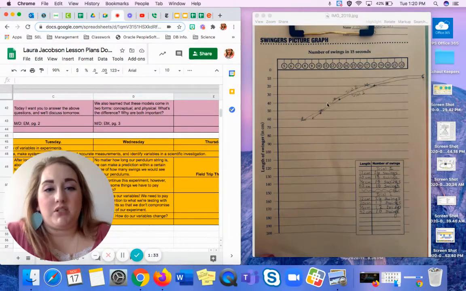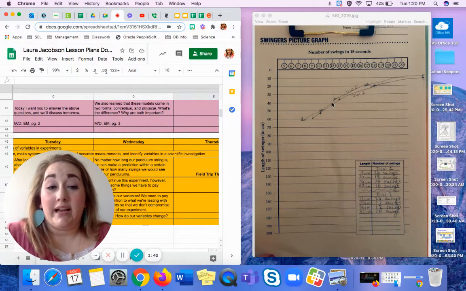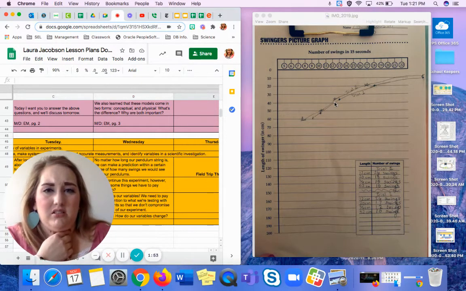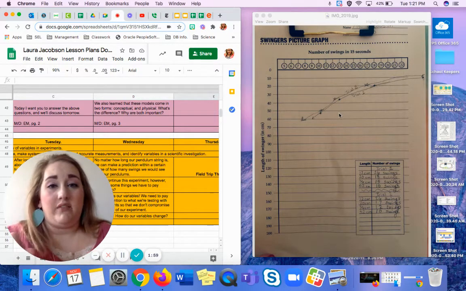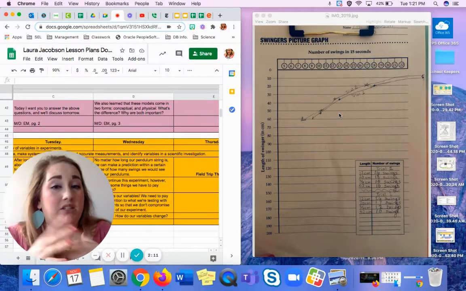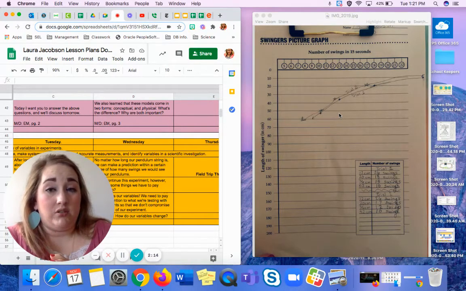So if our string length was just a little bit longer, our graph here is showing, here's 40 centimeters, followed over to where our line is. Our line can be a line of prediction. I would say we would have roughly about 12 swings. So with only 4 more centimeters added to our pendulum string length, it shouldn't have affected our test too much. We should have somewhere between 10 and 12 swings. Now, that's just using the information we have to answer our question.